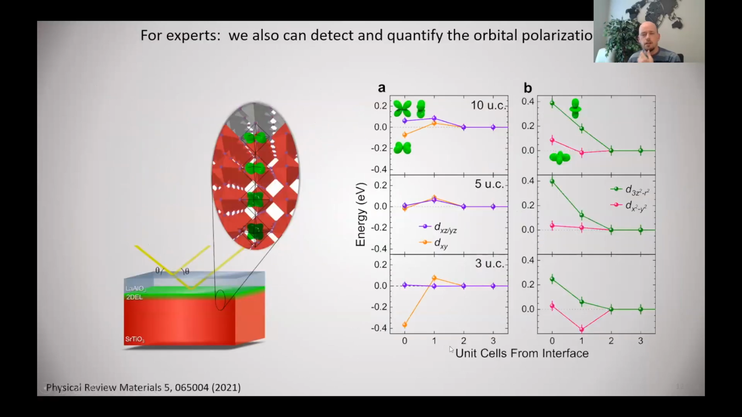I've got one more slide here on this project that's kind of for the experts. It goes in a little deeper. What we can do is extract details about the symmetry of the charge in each one of the atomic layers, and that's what I'm showing in these plots here for the 3 different samples. Of course, the charge occupies the atomic orbitals of the titanium atoms, and we can extract the energies of those orbitals as a function of depth into the sample. This allows us to essentially extract the symmetry of this charged system, which is another aspect that's important for how it conducts electricity.